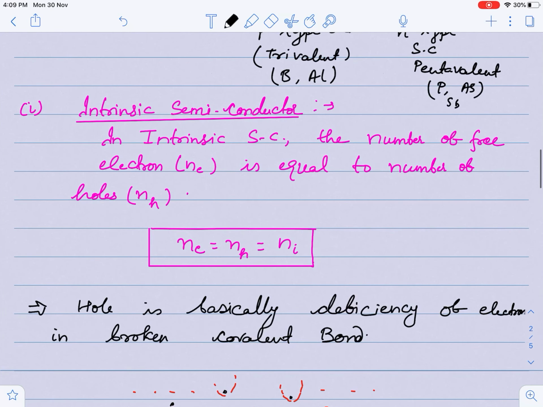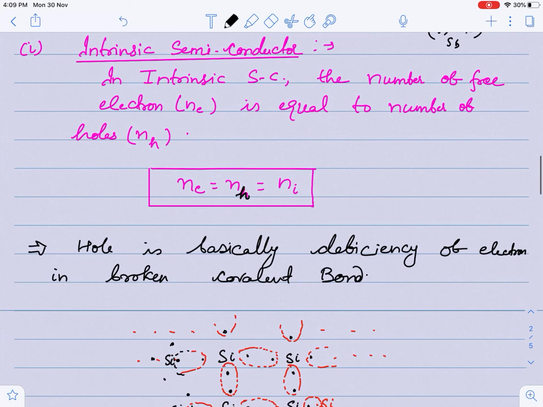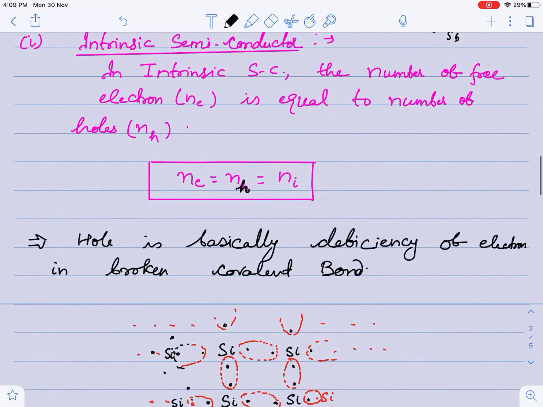Here what I'm going to discuss is, what is this hole, guys. Suppose a covalent bond is broken. So when a covalent bond is broken, what will happen? Some electron comes out, and when the electron comes out, there is a deficiency of electron. So guys, deficiency of electron is basically holes, or I can say deficiency of negative charge is actually holes. So hole is basically deficiency of electron in a broken covalent bond.